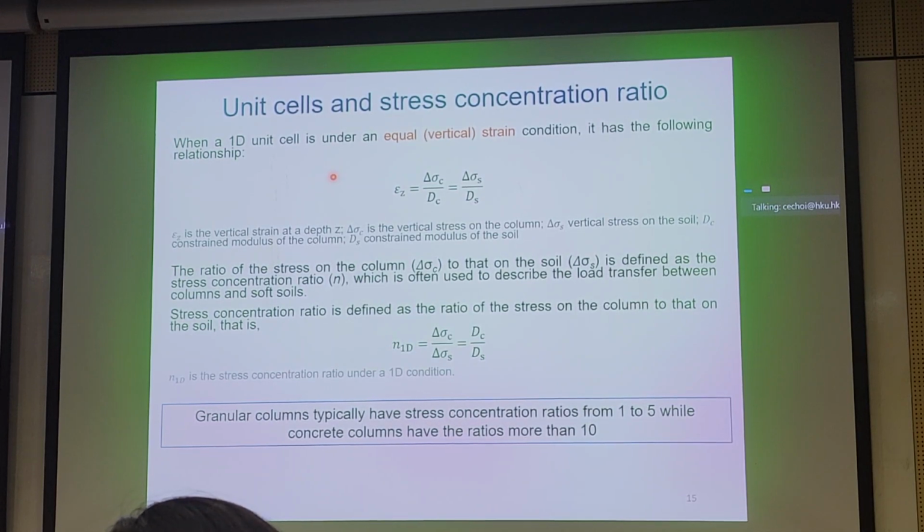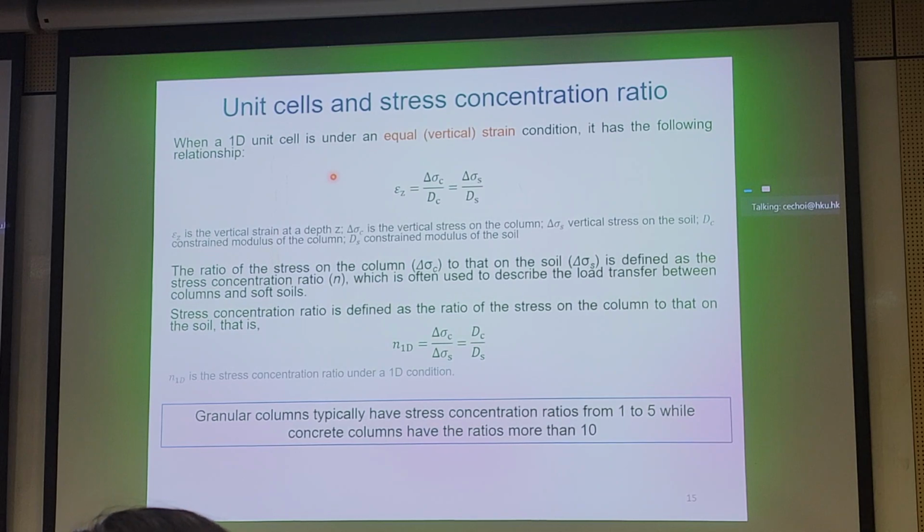So we often use some concepts here that you see. Unit cell, stress concentration ratio. Stress concentration ratio means how much stress the column is taking relative to the in-situ soil. For granular columns, you can see at the bottom, probably the most useful piece of information, we have stress concentration ratios where the columns take 1 to 5 times that of the in-situ soil.